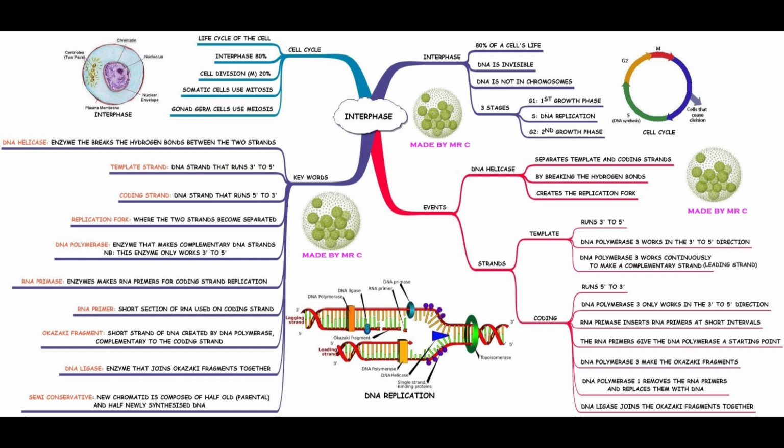DNA polymerase 3 can only work in the 3' to 5' direction. Therefore, at the replication fork, whenever the 3' end becomes available, RNA primase inserts an RNA primer at short intervals. The RNA primers give the DNA polymerase a starting point. DNA polymerase 3 makes the Okazaki fragments. Then later on, DNA polymerase 1 comes along and removes the RNA primers, replacing them with DNA. Then DNA ligase comes along to join the Okazaki fragments together by joining the backbones with phosphodiester bonds.